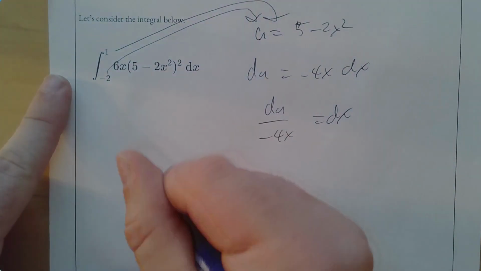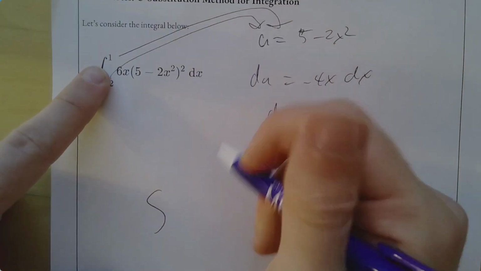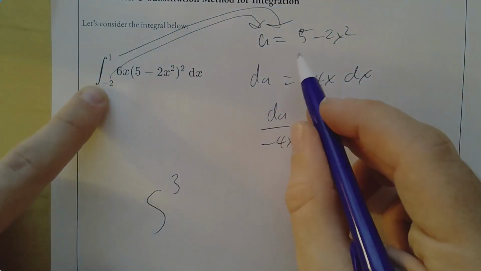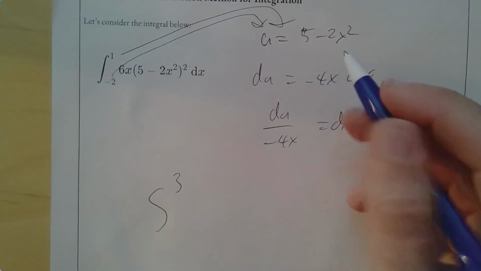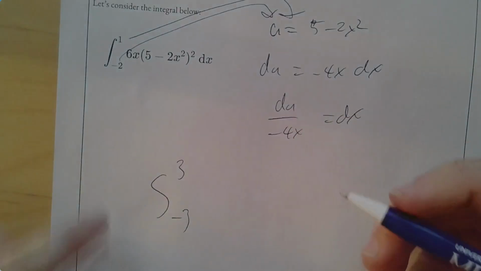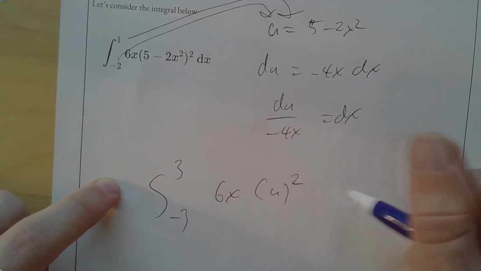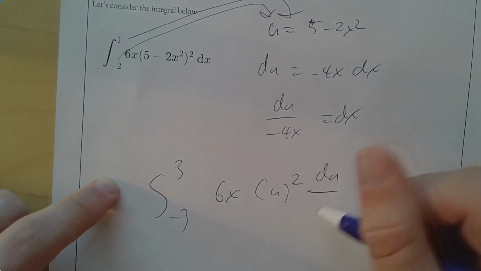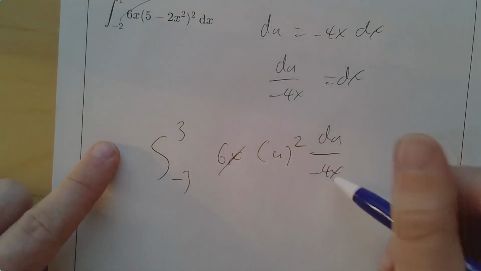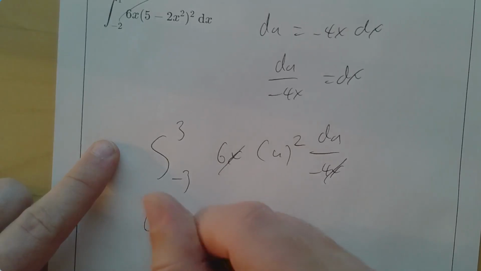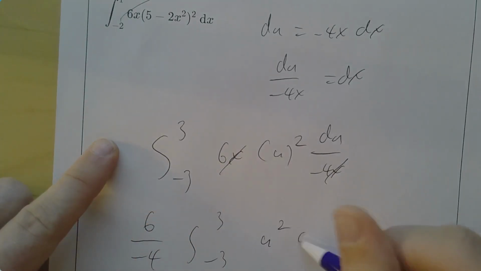So we're going to write a new integral. When a 1 goes in here, you get 5 minus 2, which is going to be 3. And negative 2 goes in, you're going to get 5 minus 8, so it's going to be negative 3. And then it's going to be 6x, and then it's going to be u squared, and then dx is du over negative 4x. So you're subbing everything in. This x will cancel with that x, so we have 6 over negative 4 out front, integral negative 3 to 3 of u squared du.